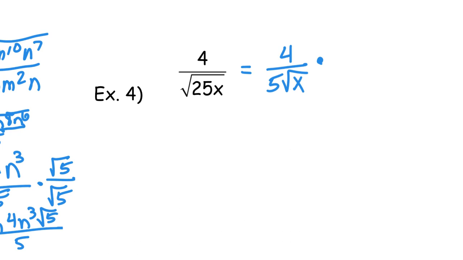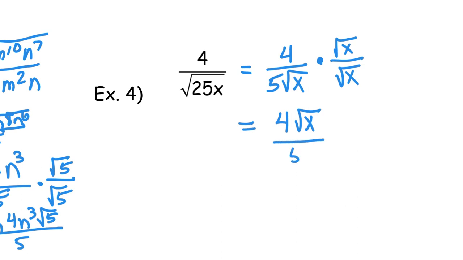Radical. Square root of what? Do you see a 2 anywhere in that problem? So we're going to multiply by the square root of x over the square root of x, because that's what we need to go away. You see it? So on top, what are we going to get? 4 square root of x? Very good.